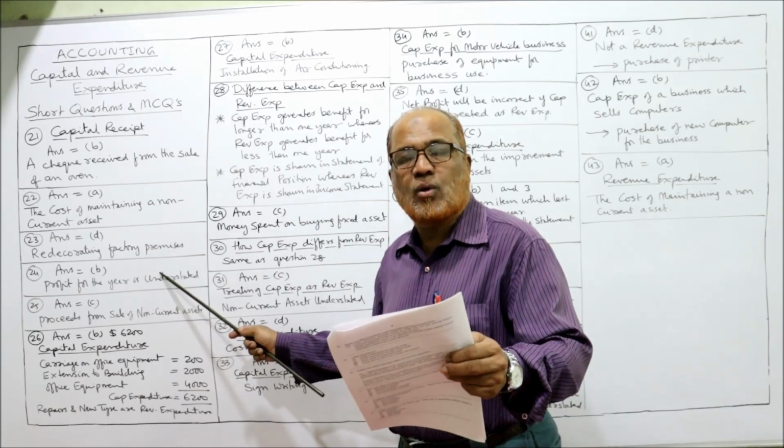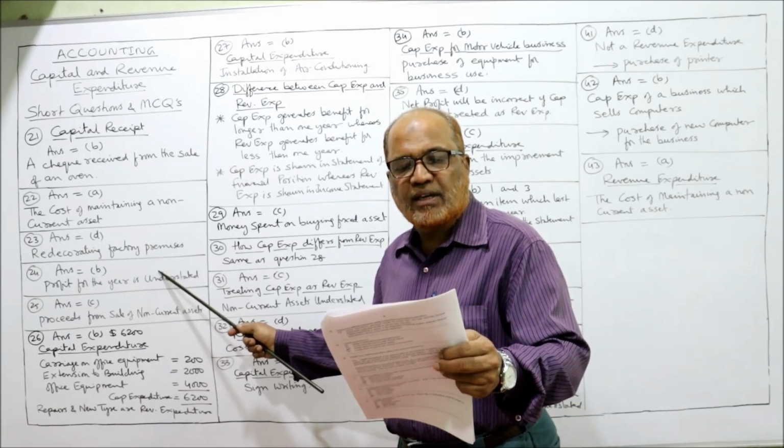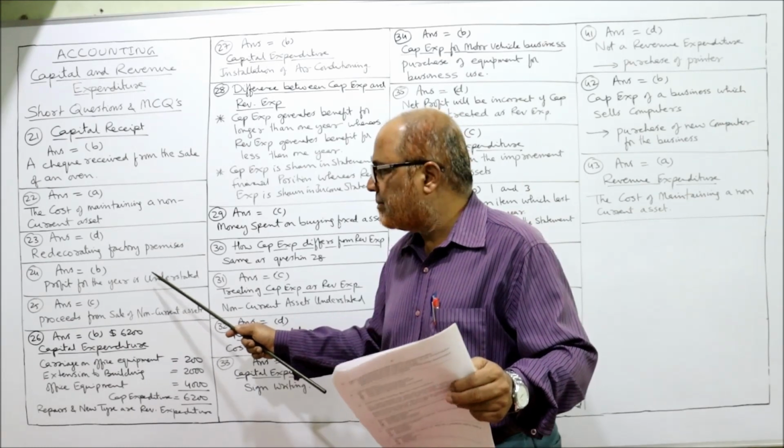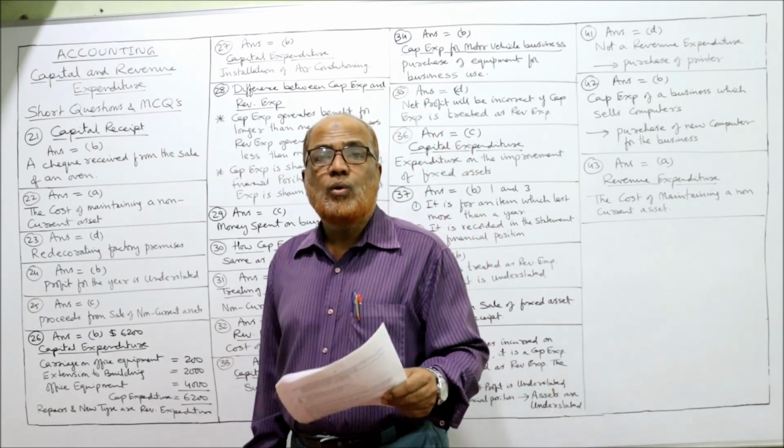Third, total assets are overstated. No. Then working capital is understated. No. So B is the answer. 25th.